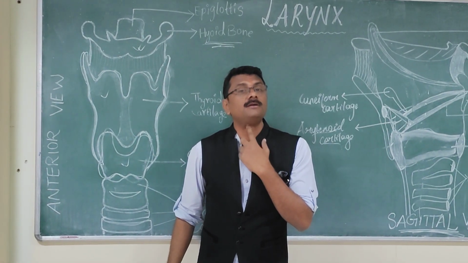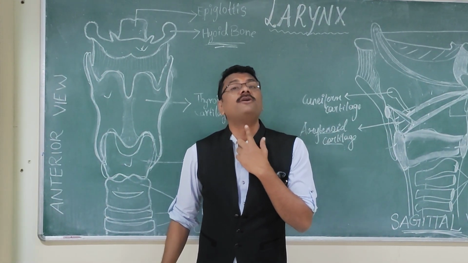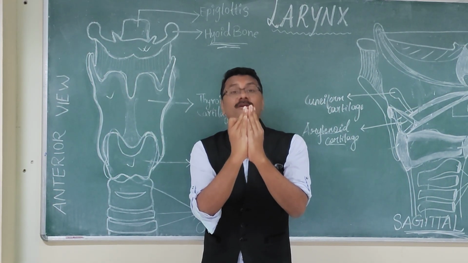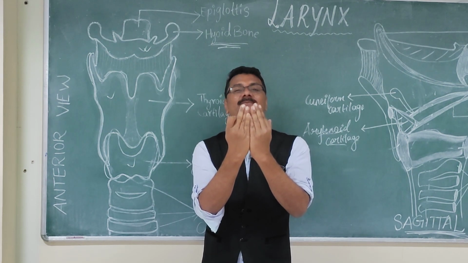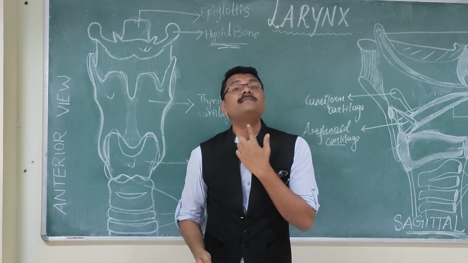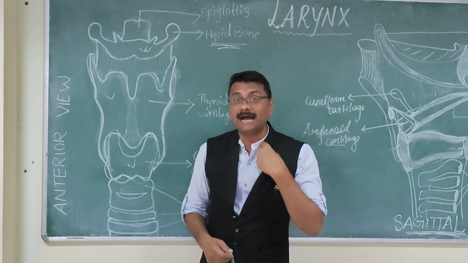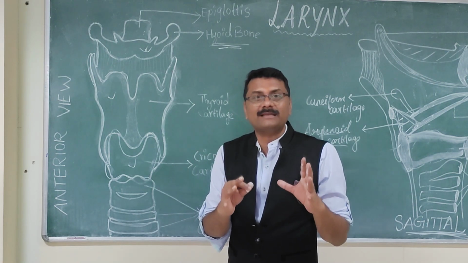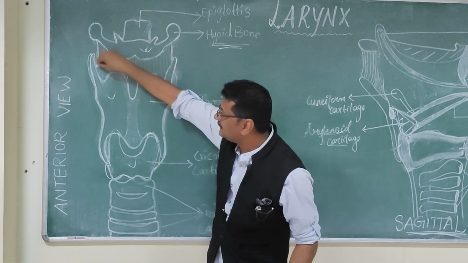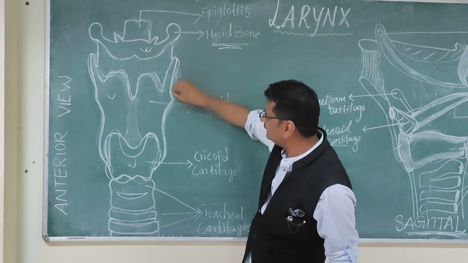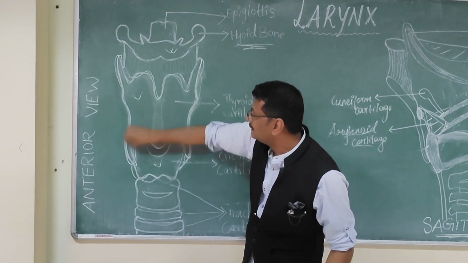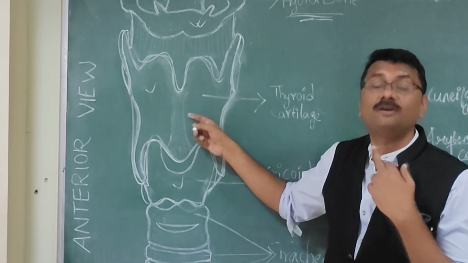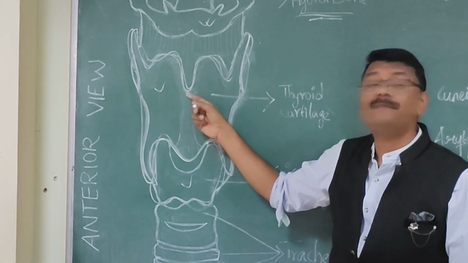As you come down, below it you can see a notch, very prominent in males because it is 90 degrees, while it is 120 degrees in females, so it looks round. The prominence you see here, also known as the Adam's apple, is the largest, unpaired cartilage, the thyroid cartilage. This entire huge piece of cartilage is the thyroid cartilage.